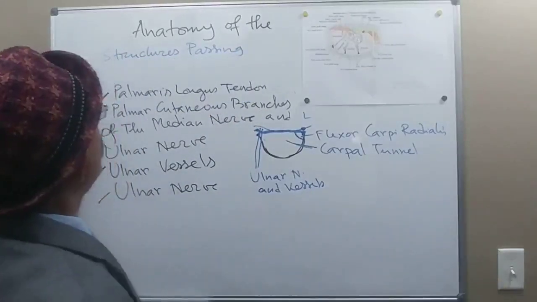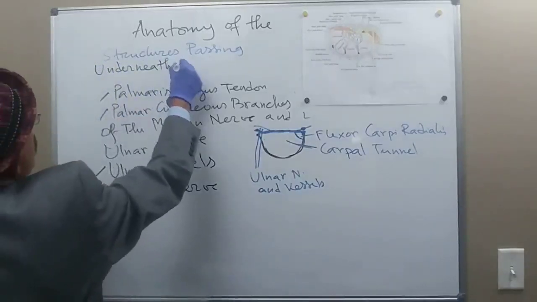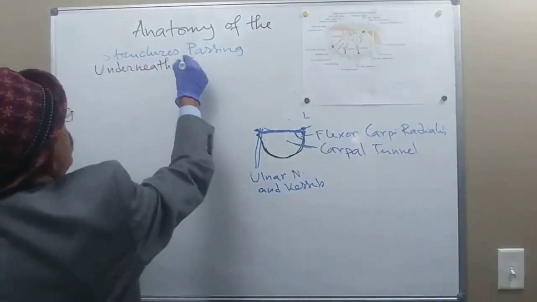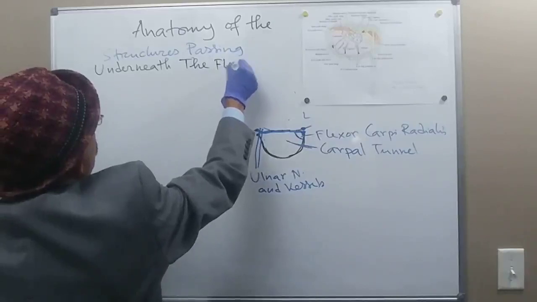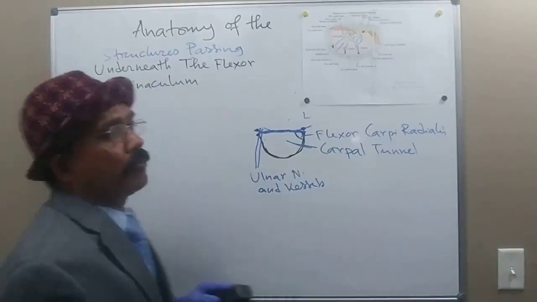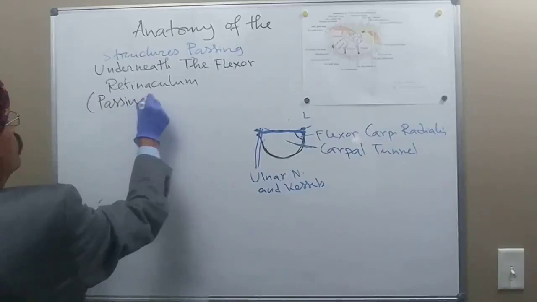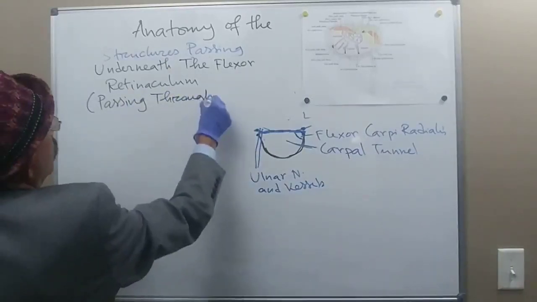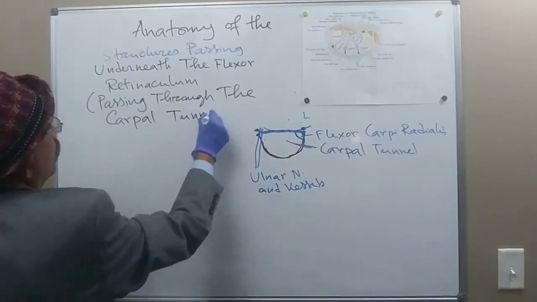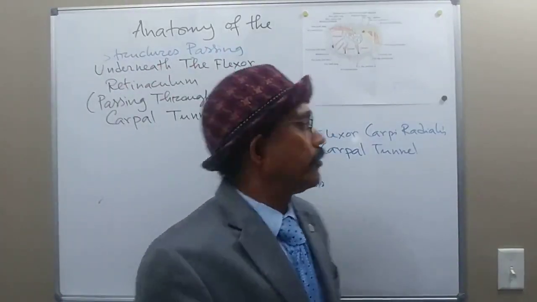Now, structures passing through the carpal tunnel, or passing underneath the flexor retinaculum. Or we can say structures passing through the carpal tunnel. Okay, so what are those structures? We have tendons. What are those tendons?